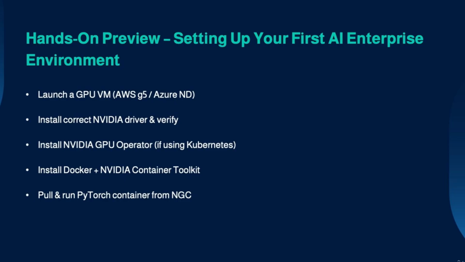Let's preview our hands-on setup. First, launch a GPU instance, like an AWS G5 or Azure ND series. Install the correct NVIDIA driver and verify with nvidia-smi. If you're using Kubernetes, install the GPU operator to automate GPU readiness. Install Docker and the NVIDIA Container Toolkit, then pull a PyTorch container from NGC. This process will give you a fully operational NVIDIA AI Enterprise environment, ready for development and deployment.